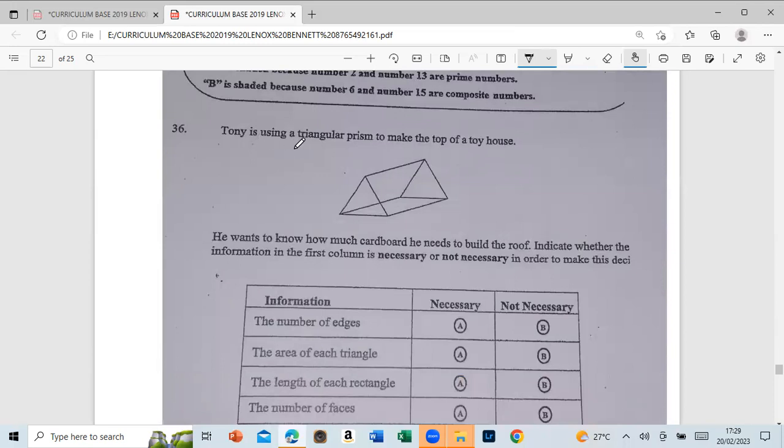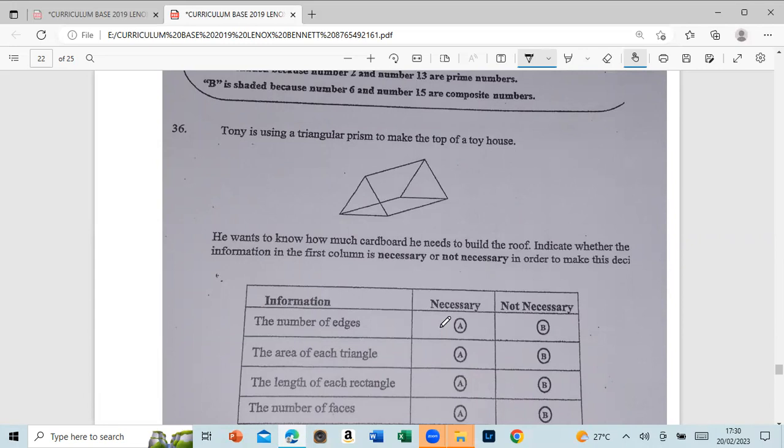Alright, it says Tony is using a triangular prism to make the top of a toy house. So this is a triangular prism. He wants to know how much cardboard he needs to build the roof. Indicate whether the information in the first column is necessary or not necessary in order to make this. The word is cut off, so what I think is decision.